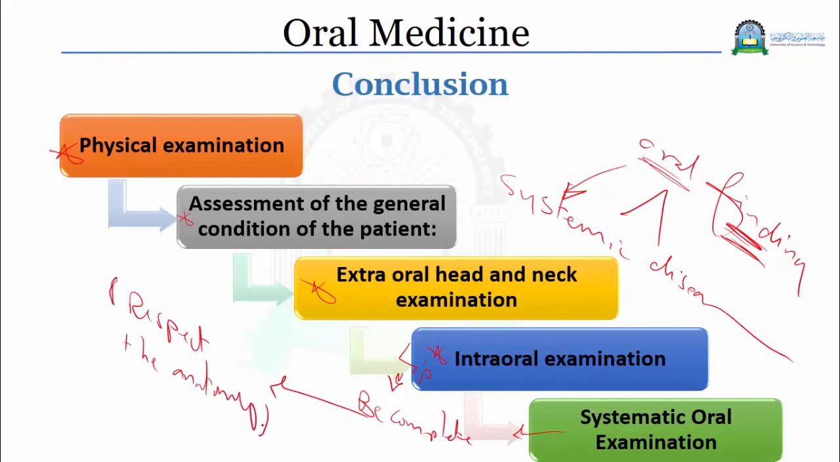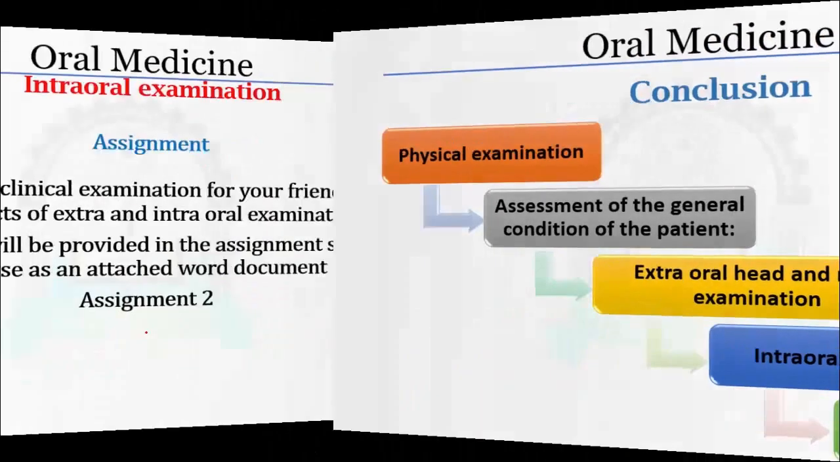So the student must revise the subject of oral anatomy and head and neck anatomy, so he can differentiate between the normal variations and the pathological findings of the oral cavity.